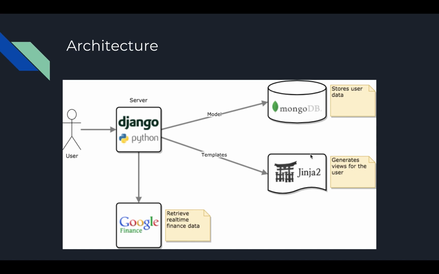We retrieve real-time stock data using the Google Finance API. So as a user makes a request to our servers, we require authentication, and we do that by using MongoDB. We then generate the views using our Jinja templates and use the Google Finance API to retrieve the data we need to fill out that view, and then we return that data back to the user.